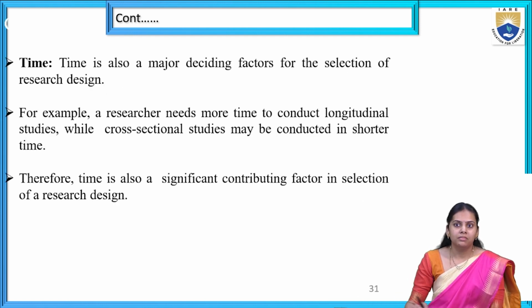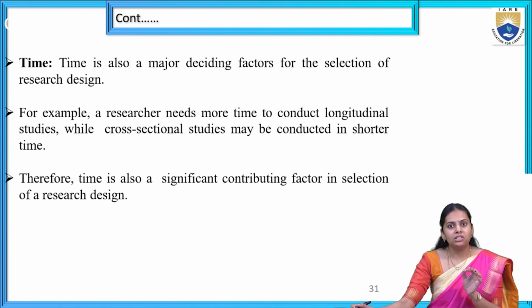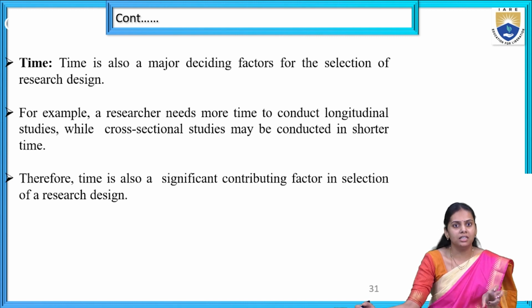And the time, which is very crucial to do any task, especially in research. "Time is money" is a beautiful quotation which always has an impact on research. So time is also one of the major deciding factors for the selection of a research design. For example, researchers need more time to conduct longitudinal studies, while cross-sectional studies may be conducted in a shorter time. Therefore, time is also a significant contributing factor in the selection of a research design.